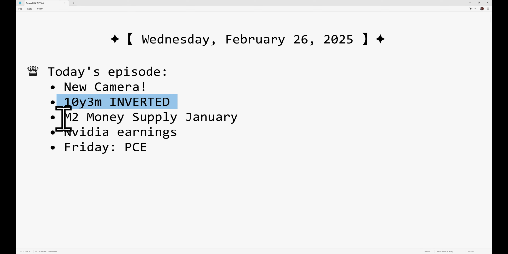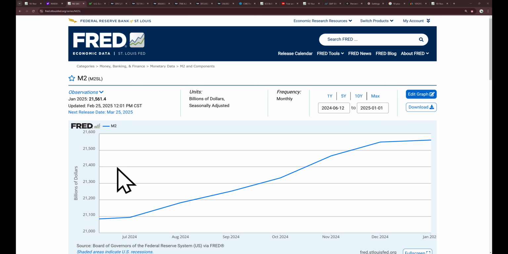Next on the agenda, the M2 money supply for January did come out today, essentially flat. Today at noon, the M2 money supply for January came out at 21,561 billion, and December's was 21,549 billion. So simply going up by about $12 billion. That's as good as flat in my book.